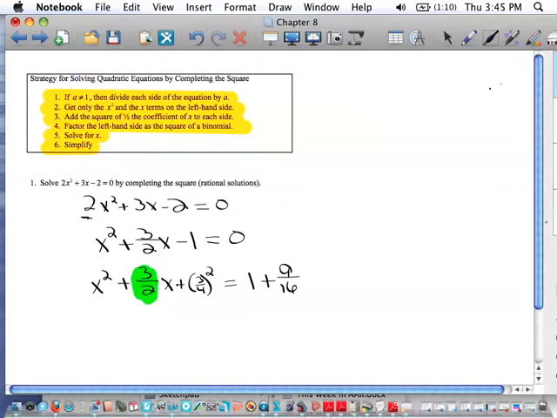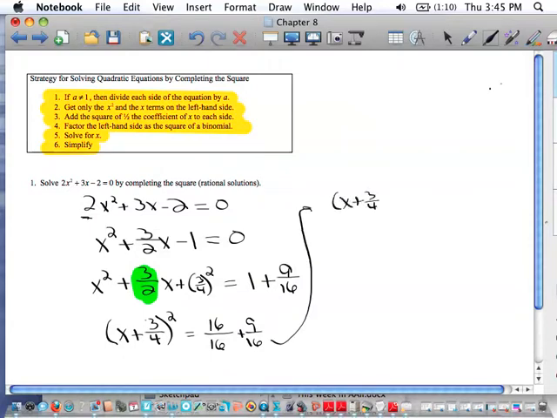Now on the left-hand side, write your perfect square trinomial as a binomial squared. Combine like terms on the right-hand side, and you'll get x plus 3/4 squared is equal to 25/16. So then take the square root of both sides. X plus 3/4 is equal to plus or minus the square root of 25/16.